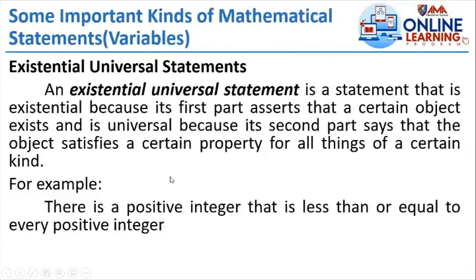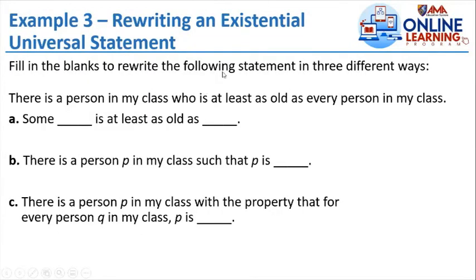Okay. Next combination, we have the existential universal statement. So, unang dito ang existential statement followed by the universal statement. Okay, so example, there is a positive integer that is less than or equal to every positive integer. So itong there is, yan, for existential statement. And then itong every is for the universal statement. Ayan. Okay, example natin. Prepare your keyboards.